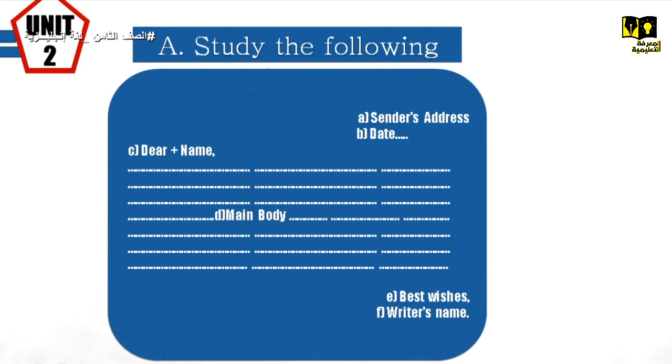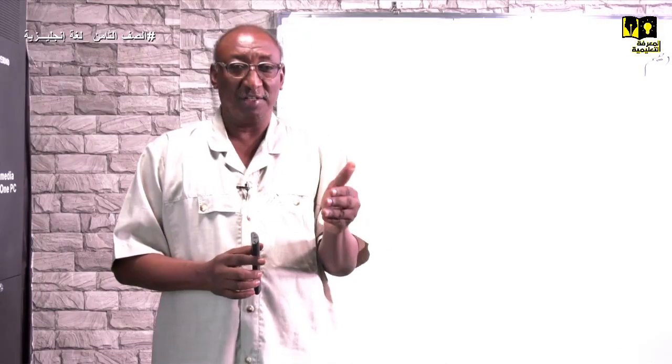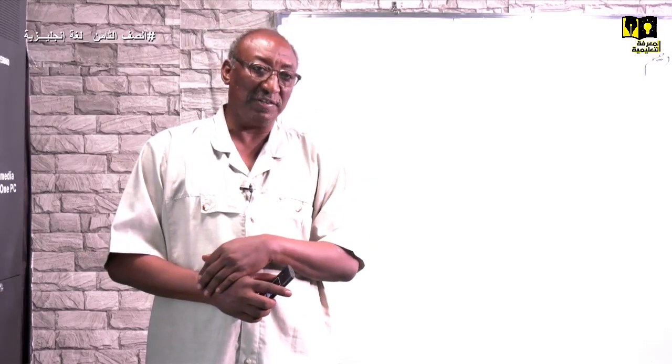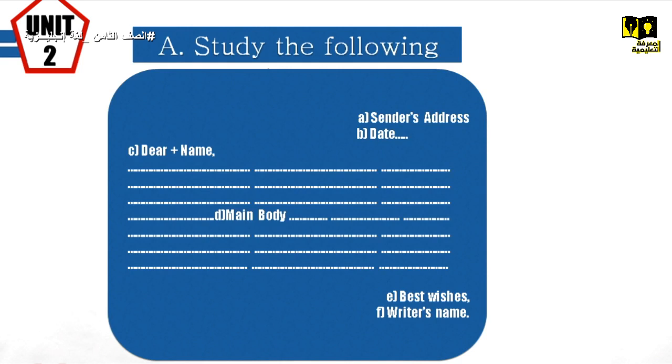And you can finish or conclude your letter by these two items. On the bottom right corner of your page, you find E. Try to read it. This expression. This is what you wish to the person that you are writing to. You can say best wishes, right? And finally, you sign your name or you write your name, which is in the last part of the letter. This is the end of your letter.